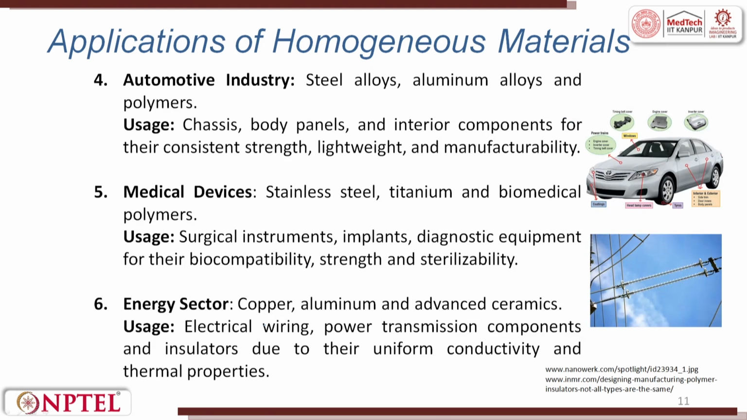If you take the automotive industry, steel alloys, aluminum alloys, and polymers, they use exhaustively. It is used in making chassis, body panels, interior components for their consistent strength, lightweight, and manufacturability. Medical devices, stainless steel, titanium, and biomedical polymers are used. So, they can be used for making surgical instruments, implants, diagnostic equipment for their biocompatibility, strength, and stability. See, the requirement of automobile and the requirement of medical devices are completely different. Automobile to a large extent is not so stringent as that of medical devices.